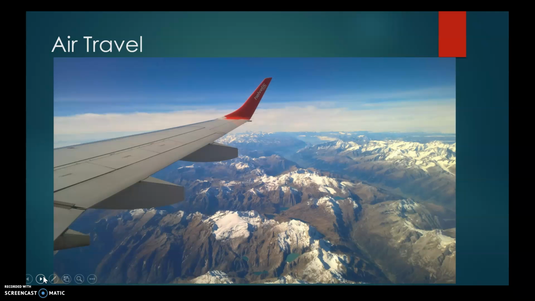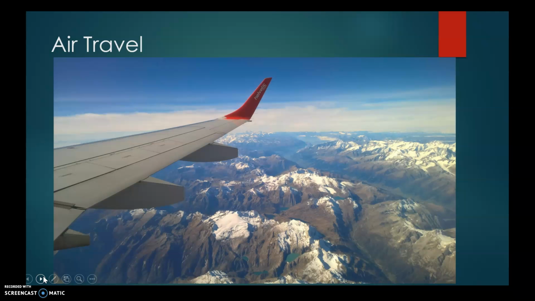And in 2018, 1.04 billion tons of CO2 emissions were released through air travel. So air travel is definitely an issue. Vehicle travel is definitely right up there with air travel.